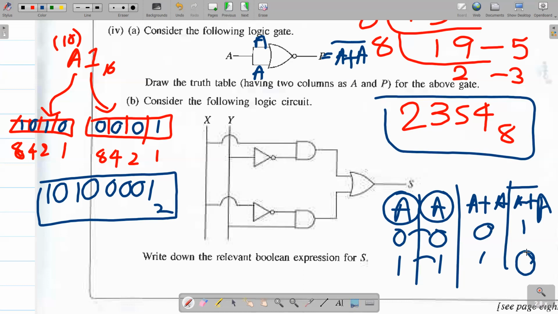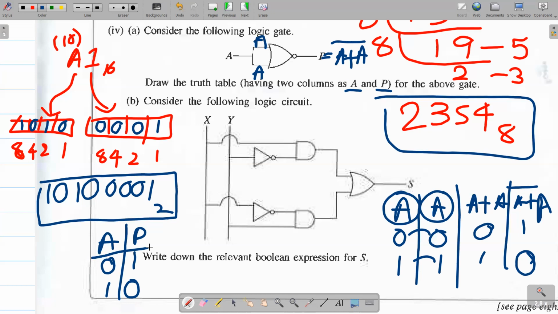Right, so if you are asked to draw the truth table using A and P, once you are done with this, you can take A and P, and give A as 0 and 1. So when it comes to P, it's going to be 1 and 0. Right, so this is going to be your answer. So this represents a NOT gate, people. A is given, and the inverted value is the output.